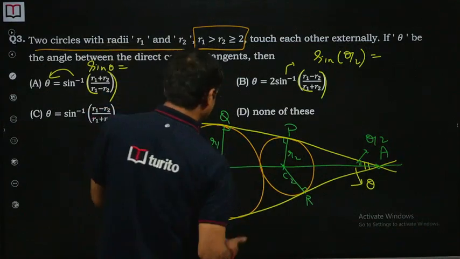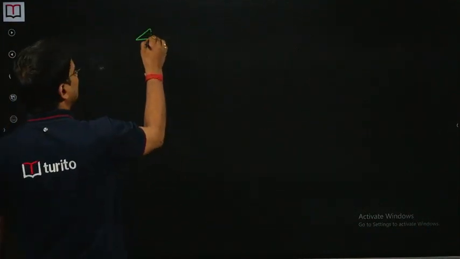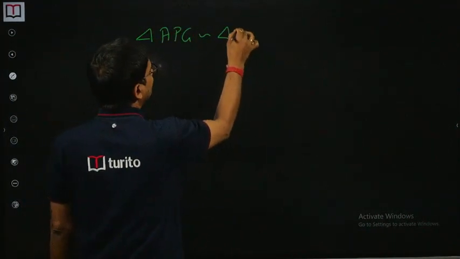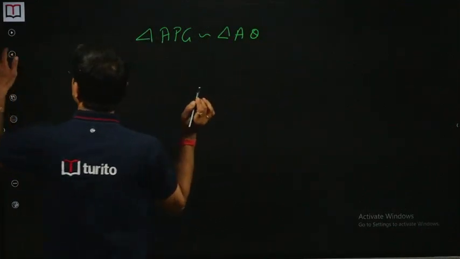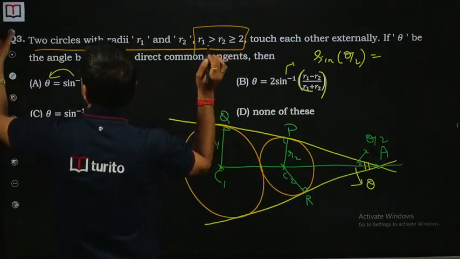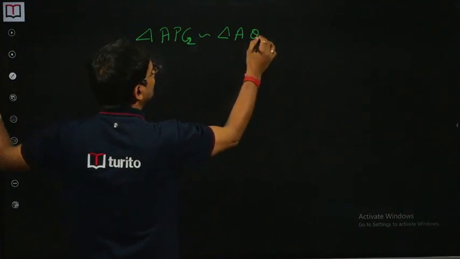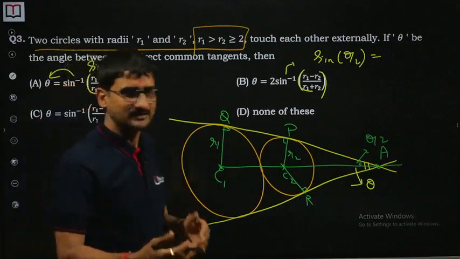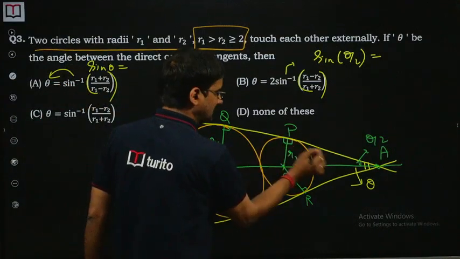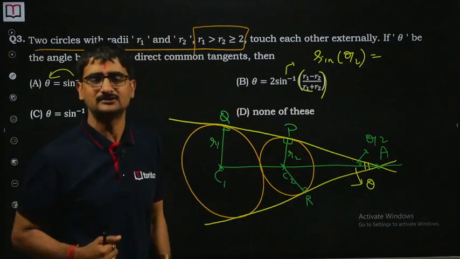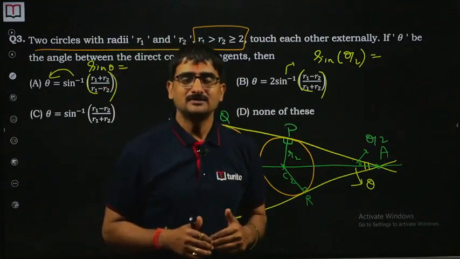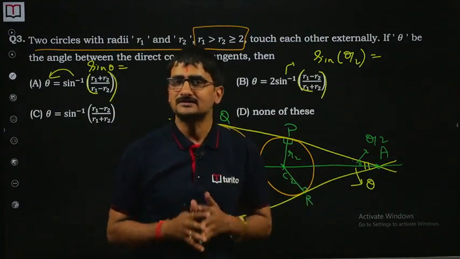Now let's come back to that point. I am claiming that triangle APC2 is similar to triangle AQC1. Now again, how? Angle criteria. This is 90, this is 90, and one angle is common. So if two corresponding angles in two triangles are equal, then by the angle criterion the triangles are similar.